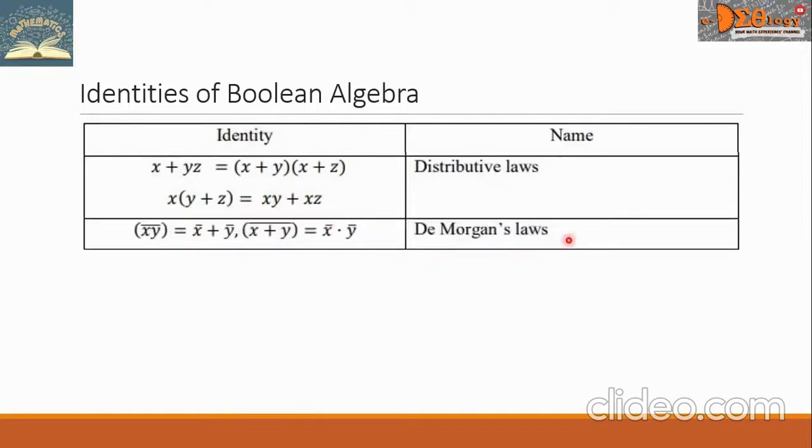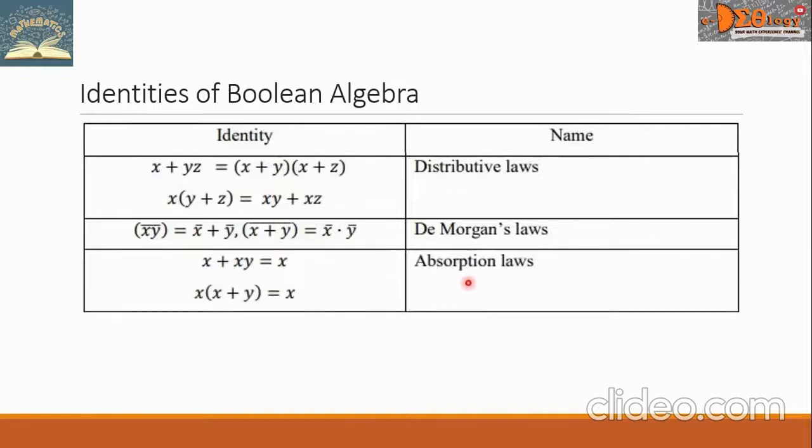De Morgan's laws. The first part is the complement of xy equals x complement plus y complement. The second part is the complement of the quantity x plus y equals x complement times y complement. Absorption laws. The first part is x plus xy equals x. Second part, x times the quantity x plus y equals x.